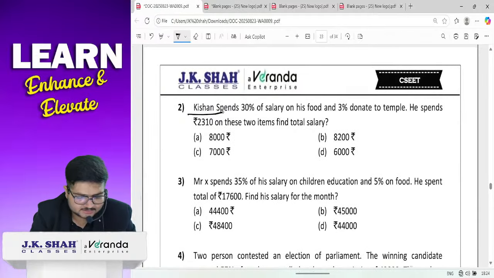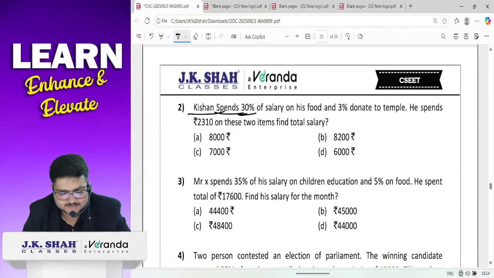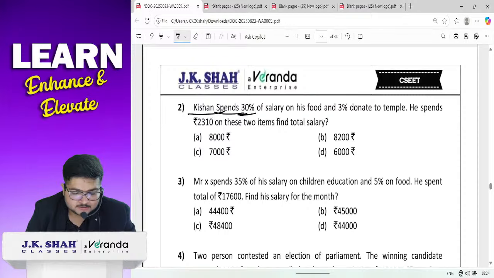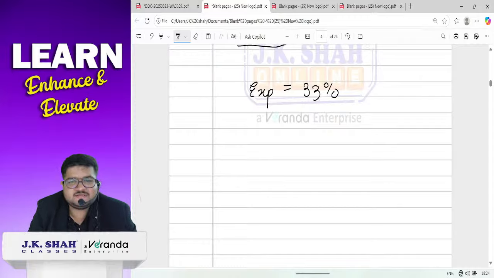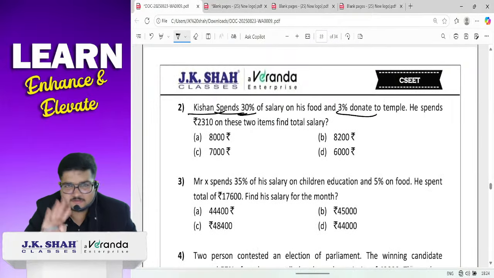Next question. Kishan spends 30% of her salary on food, 3% donate. So how much is the total expenditure? It is 33%. Total expenses are 33%. Sir, then expenses 33%, savings is 67%. Who told you to find out savings percentage? Did I ask you? No, wait. Read the next part of the sum.